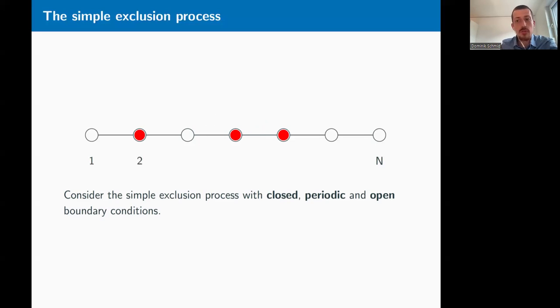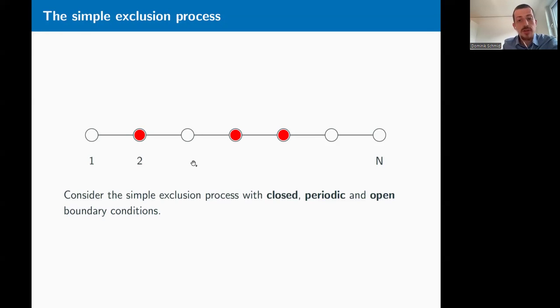The simplest rule would be looking at closed boundaries. In this case, nothing can enter or exit the segment. Another case would be periodic boundary conditions, where whenever a particle at site n would jump out, it would just reappear at site number 1, again under the exclusion constraint. And the third case is open boundary conditions, which I'm going to define in the following.